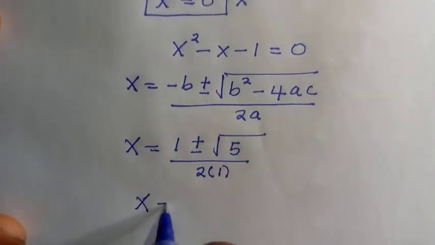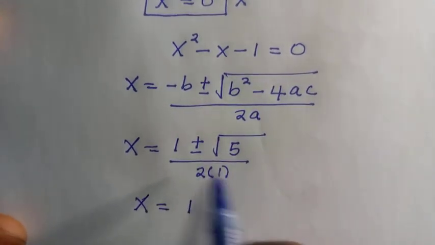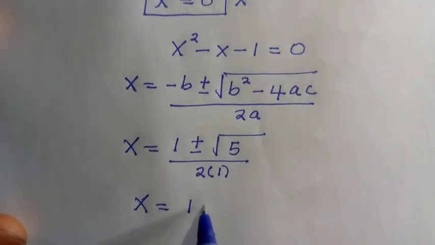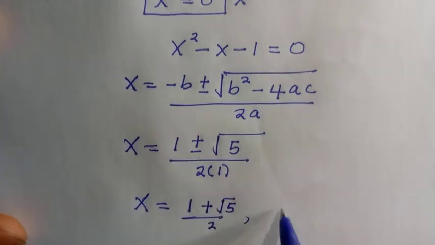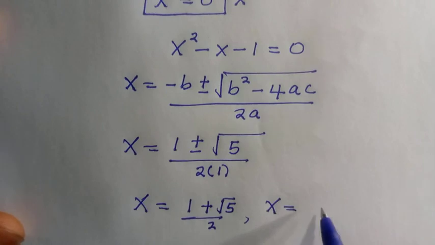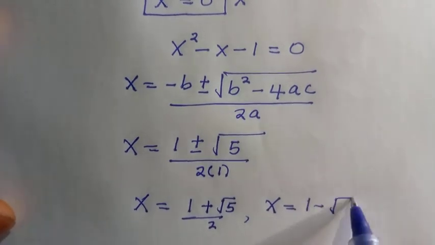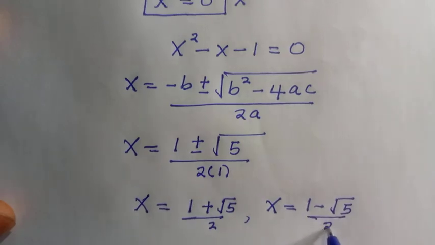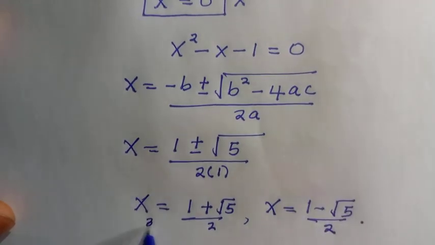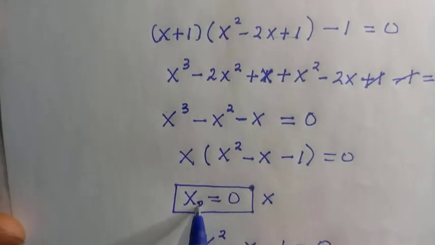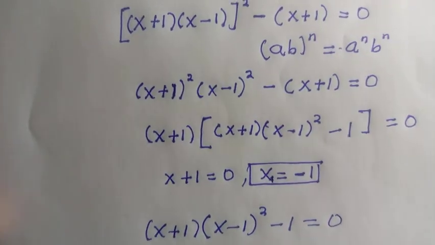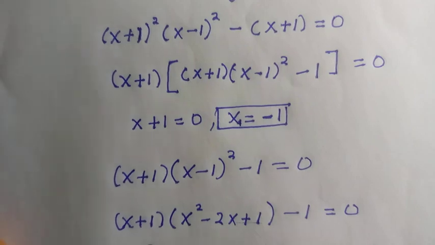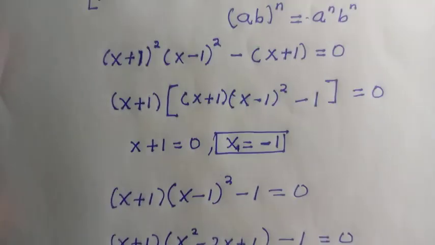Then we have x equals 1. Since we have plus or minus, we are going to have x equals 1 plus root 5 divided by 2, or we also have x equals 1 minus root 5 divided by 2. So this is x3 and x4. For this one, we get it as our x2, and we have this as our x1. Now, there are 4 solutions to this problem. And which of these satisfy?